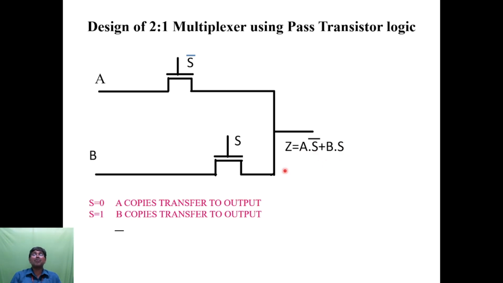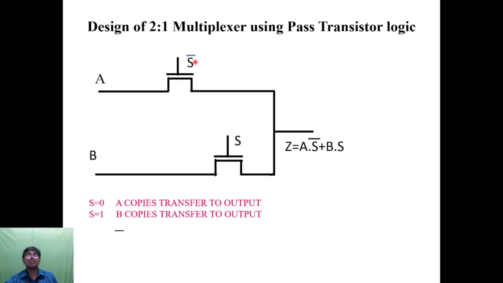So, the design of a 2:1 multiplexer. What is a multiplexer? A multiplexer is nothing but a data selector. It will select the data. Whatever data we need, based on the selection input, we select whether A or B. If the selection input is 0, A will be selected. Suppose the selection input is 1, B will be selected. That is the concept behind this. S is the selection input.